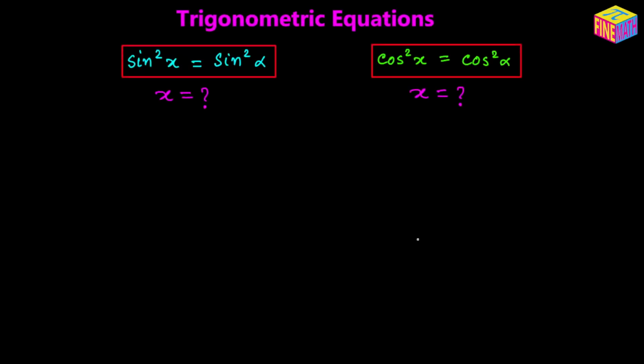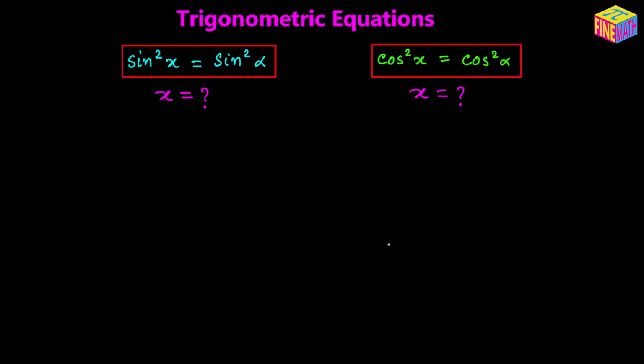Hi everyone. In this video, we are going to discuss how to find the general solution of trigonometric equations which look like this: sine squared x equals sine squared alpha, or cosine squared x equals cosine squared alpha. We have to see how we can find the general solution for this type of trigonometric equation.